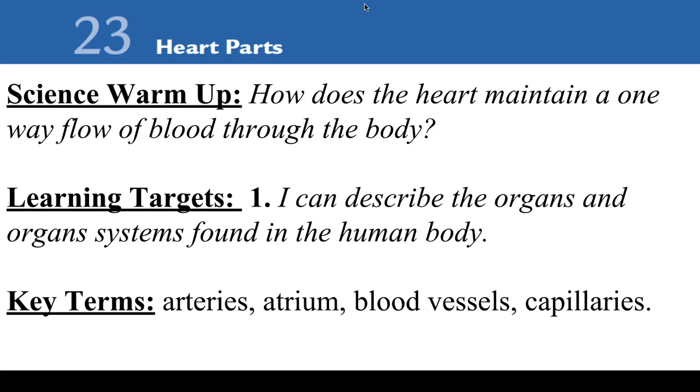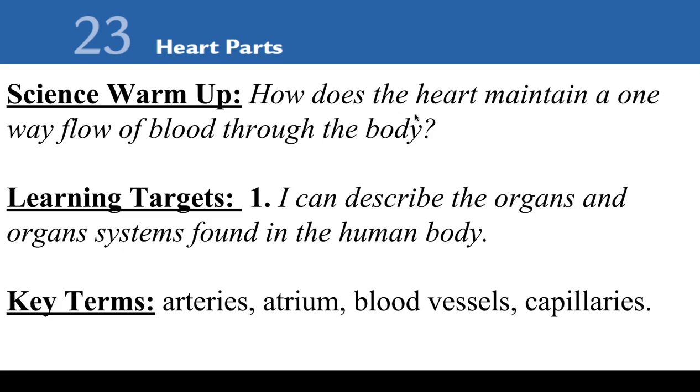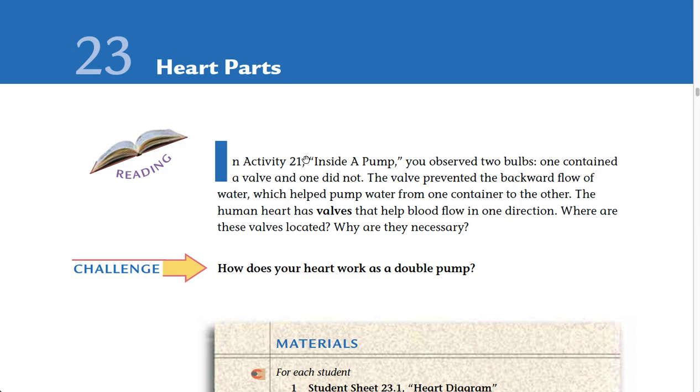So your warm-up says, how does the heart maintain a one-way flow of blood through the body? Then you have your key terms here: arteries, atrium, blood vessels, and capillaries. We will talk about this warm-up later, but if you remember from activity 21, it was the valves. The valves are what really help the heart pump blood in one direction. Okay, let's go back here to the reading.